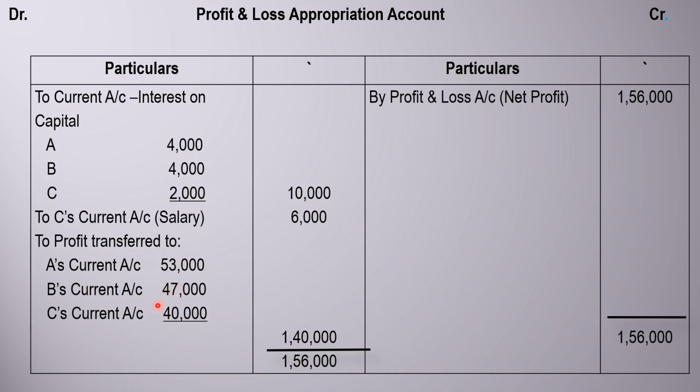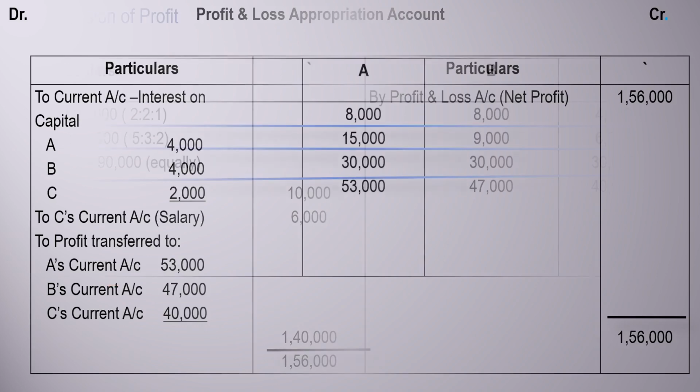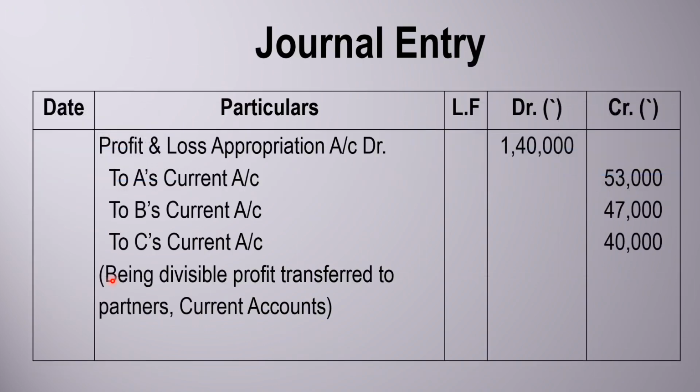For that purpose one journal entry is required. We have to pass profit and loss appropriation account to partners' current accounts A, B, and C, that is appropriation of profit. This is the entry: Profit and Loss Appropriation Account debit 1,40,000, to A's current account 53, to B's current account 47, to C's current account 40. So this is a simple problem.